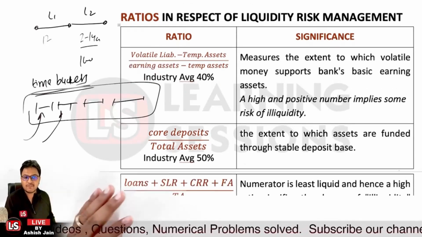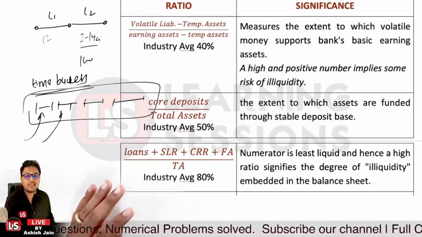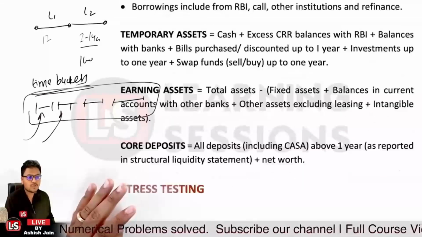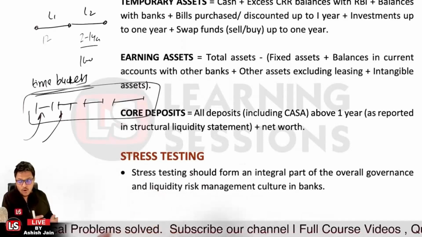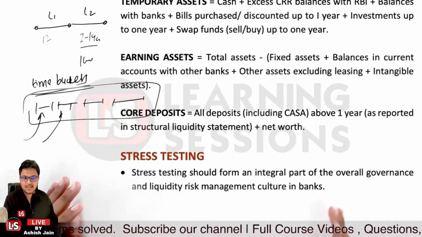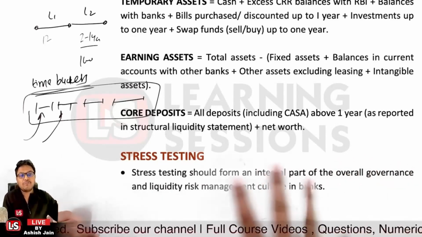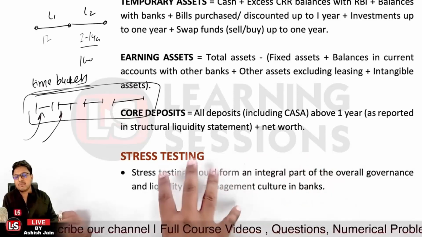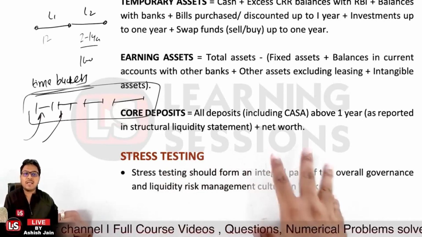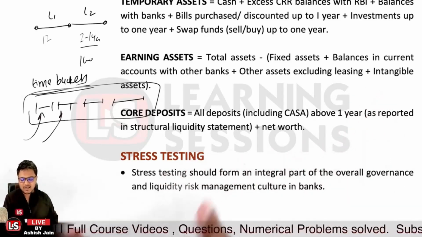Further, the second one is core deposits divided by total assets. Now, what do we mean by core deposits? All of the deposits under CASA, that is the current account and savings account, above 1 year, as reported under the structural liquidity statement. That's the statement of volatility.